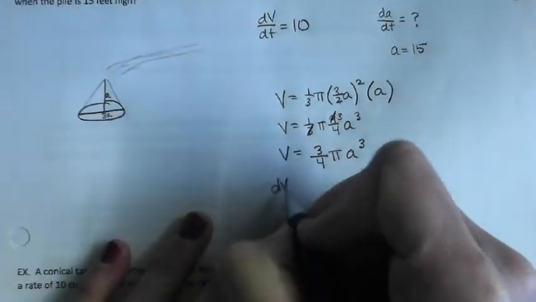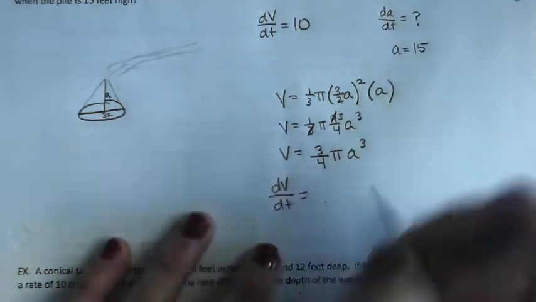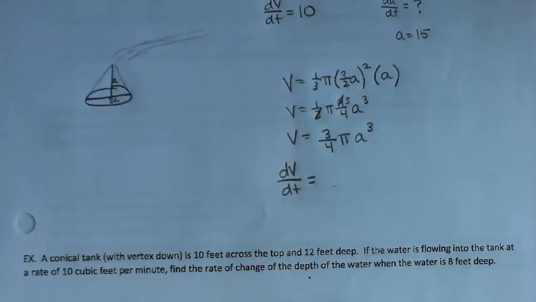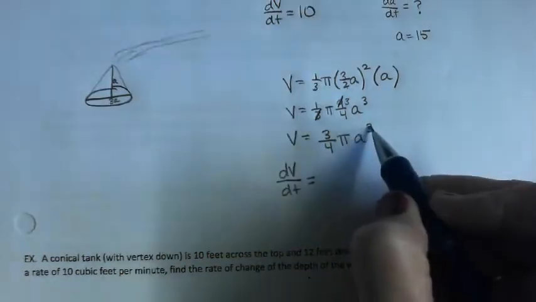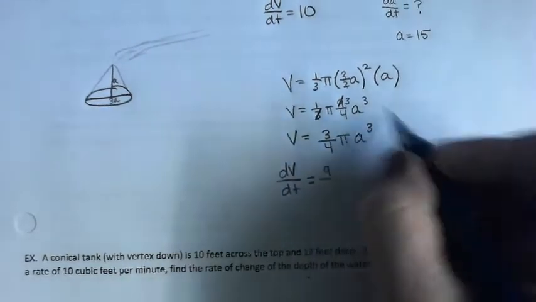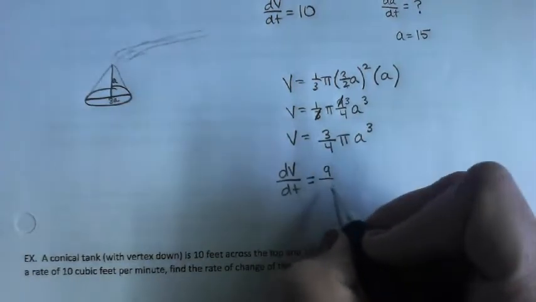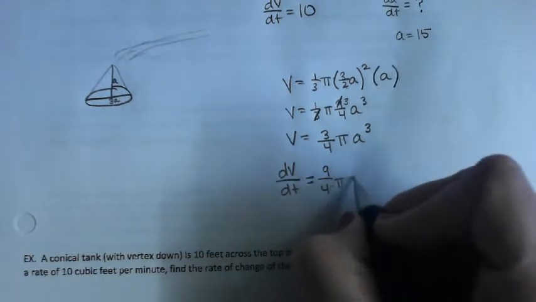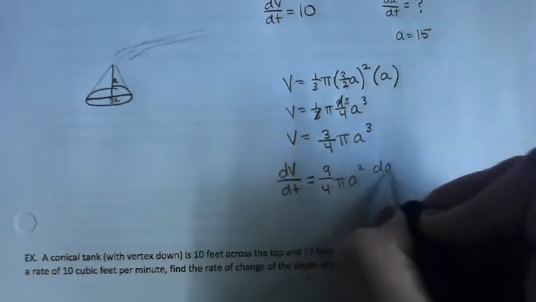dV/dt, fairly straightforward, just a power rule on the right. So you're going to bring your 3 out in front. 3 times 3 is 9/4 pi A squared dA/dt.